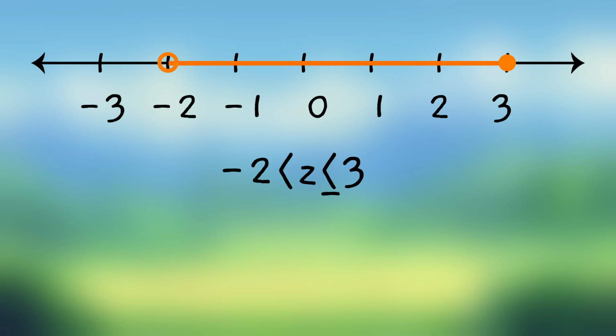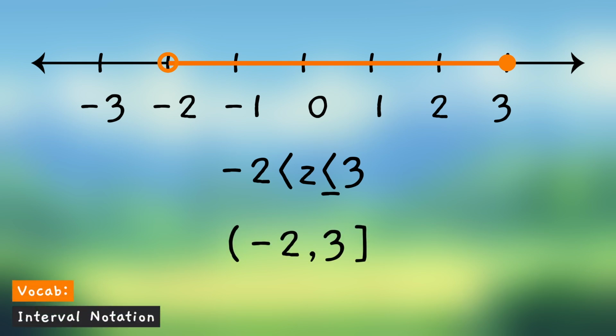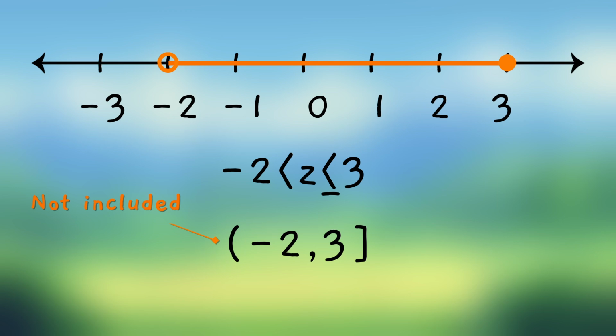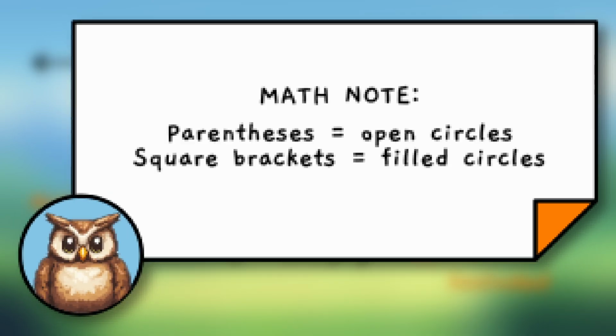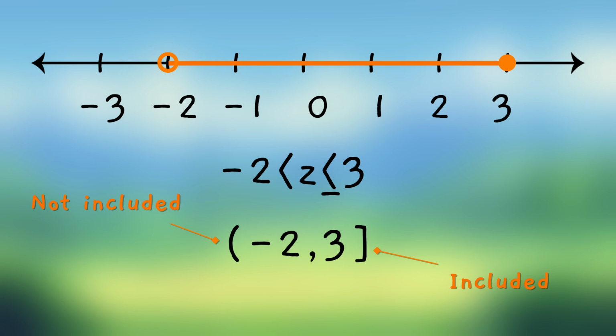The way to describe this interval without using a variable looks like this. We call this interval notation. You write the two endpoints separated by a comma. The parenthesis on the left means the number -2 is not in this interval, and the square bracket on the right means that 3 is in the interval. So parentheses are like open circles, and square brackets are like filled circles. For practice, let's see a few more examples.